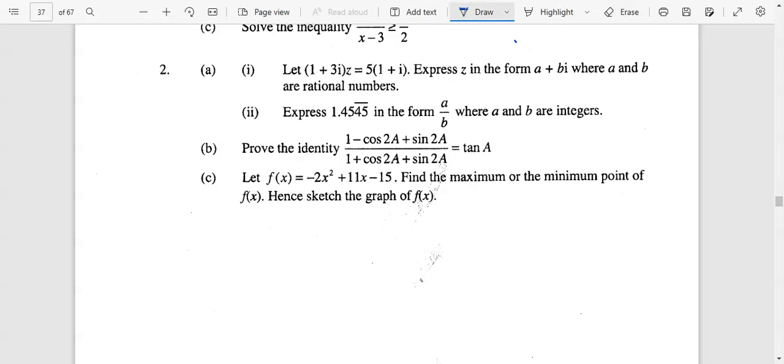All right, part B, part 2. Express 1.45 repeating in the form A over B, where A and B are integers. Now, friends, for this one, I'll say first, let x be equal to what you've been given.